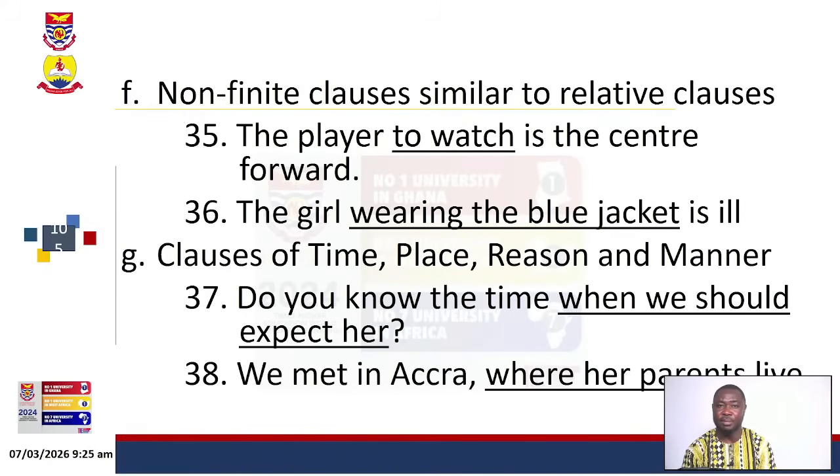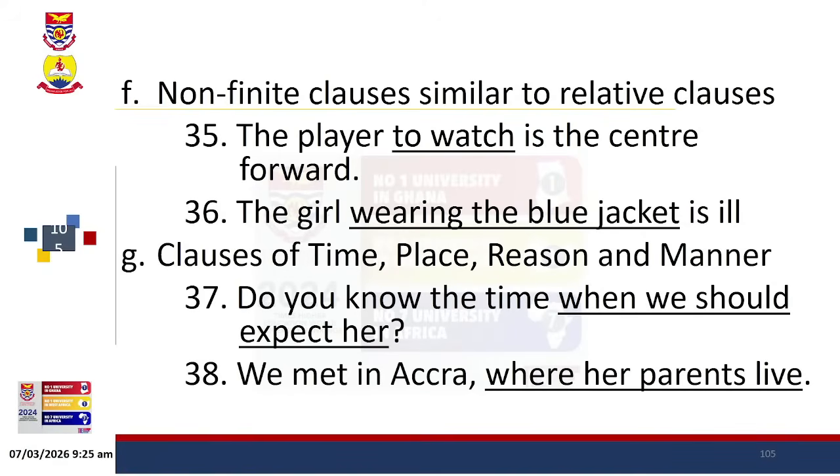Okay, sometimes it can be non-finite clauses, similar to some relative clauses. The player to watch is the center forward. The girl wearing the blue jacket is ill. Okay, sometimes they can be clauses of time, place, reason, and manner. Do you know the time when we should expect her? We met in Accra where her parents live. All the underlined constructions are post-modifiers. I believe you have realized that.